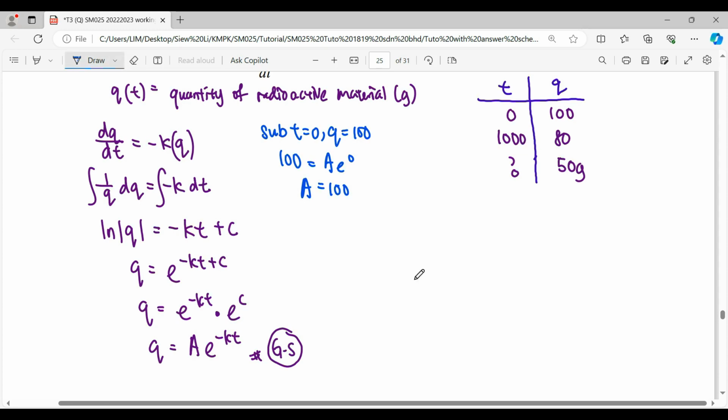For the second piece of information, you can see we have two constants here, which are A and k. So we need a second piece of information. We substitute t equals 1000 and Q equals 80. So 80 equals 100 e to the power of negative k times 1000. So we simplify to find k. Moving back, this coefficient will be 8 over 10, which we simplify to 4 over 5.